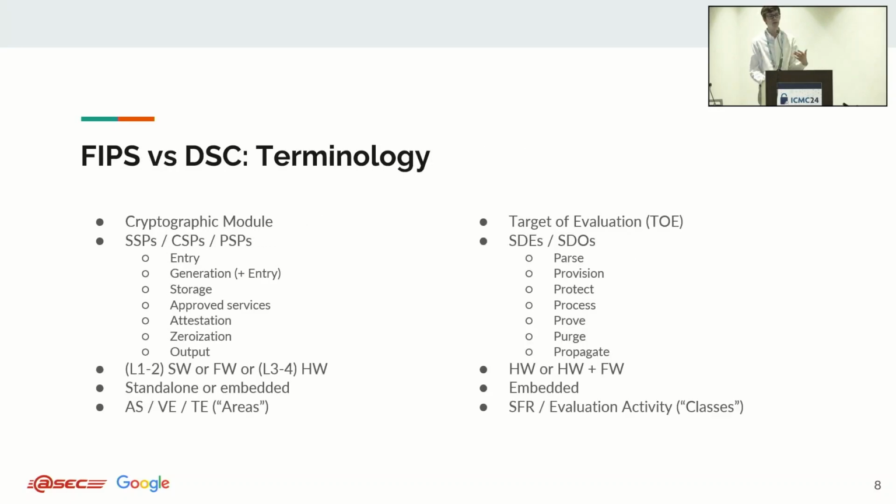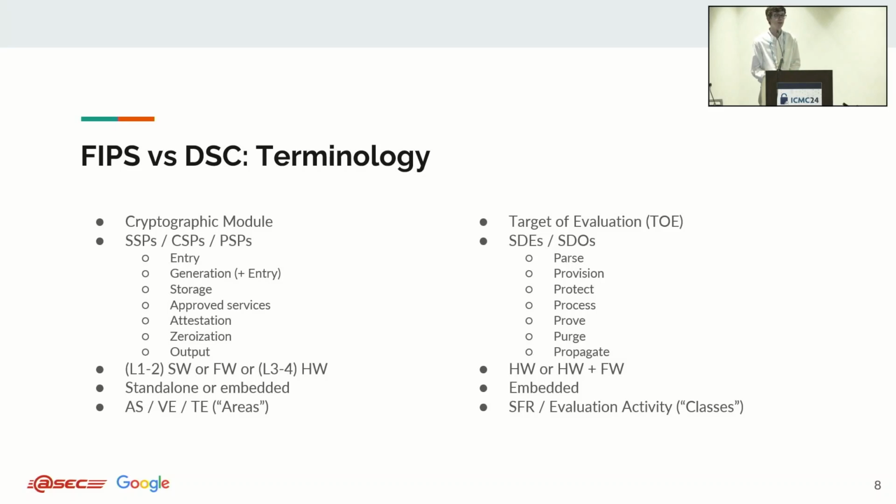Before we go deep into the requirements, I'd first like to clear up some terminology, as Brian did, because a lot of you are probably familiar with FIPS, but not with the DSC at all. So in FIPS, we are talking about the cryptographic module, which is what is being validated. In Common Criteria, this is called the target of evaluation, or TOE for short. Conceptually, it's the same thing, but it's just a different name.